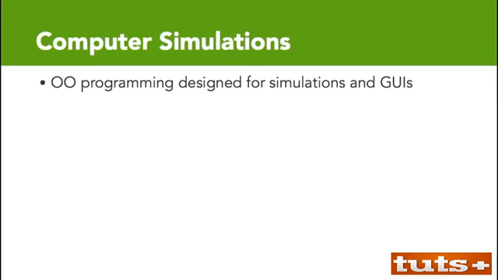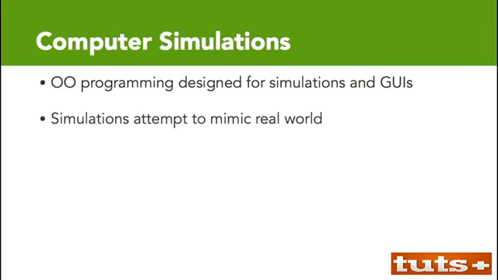Did you know that object-oriented programming languages were originally used most frequently for two types of applications: computer simulations and graphical user interfaces? Computer simulations attempt to mimic real-world activities so that their processes can be improved or so that users can better understand how the real world operates.